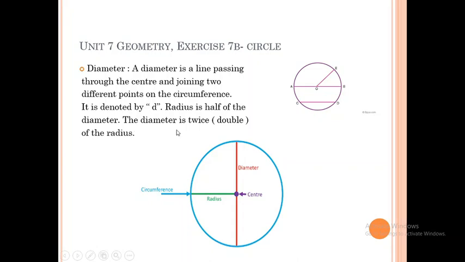and diameter is twice of the radius. For example, if the radius of a circle is 4 centimeter, its diameter will be 8 centimeter. And if the diameter is 8 centimeter, the radius will be half, so it will be 4 centimeter.